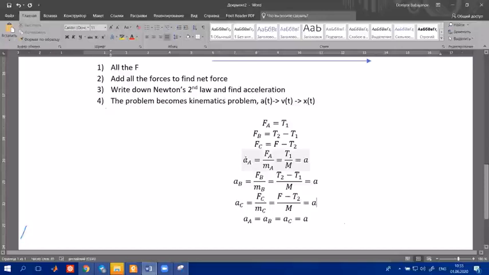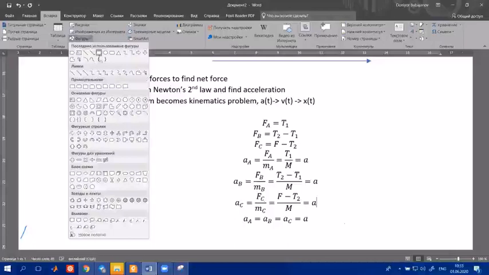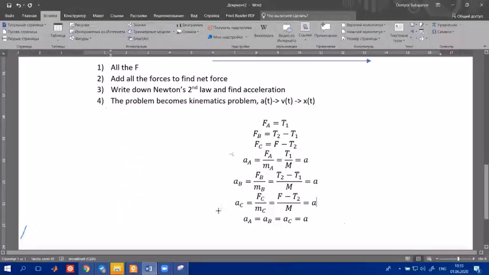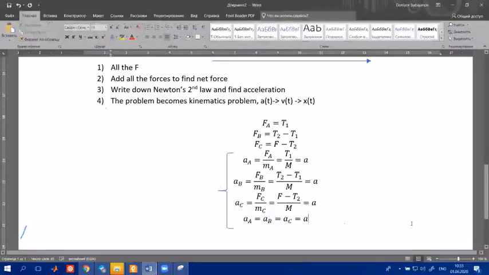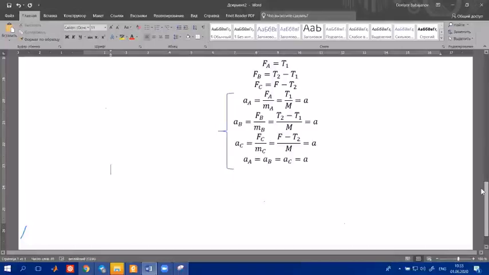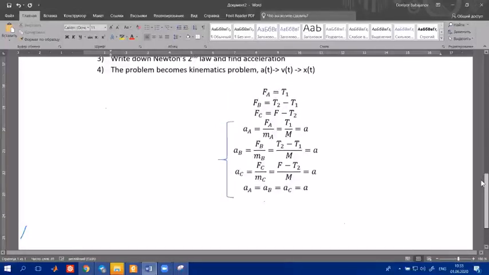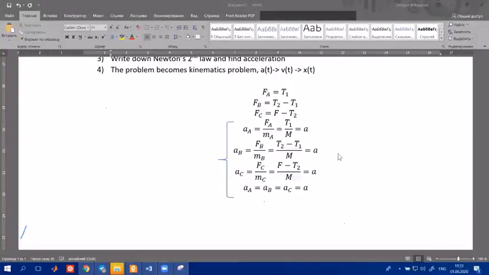Then we have to solve this system of equations. This system, four equations. How to solve this system of equations and find net force FB? So in order to find FB, we should find T1 and T2. So let's find tensions T1 and T2 from this system of equations. Before that, we have to find accelerations.